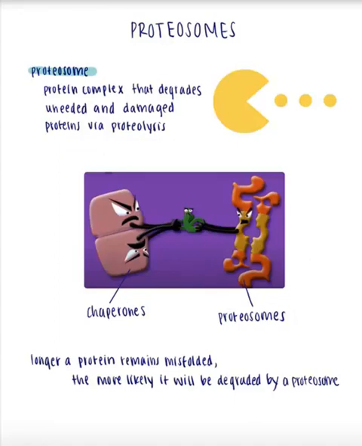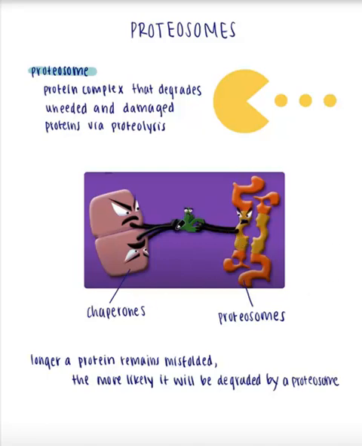Unlike chaperones that are there to help refold things, proteasomes are actually protein complexes that degrade unneeded and damaged proteins. They're going to do this via proteolysis. So they're going to break a peptide bond, one at a time, and kind of eat away at the polypeptide chain. And that's kind of, imagine it, an analogy is like Pac-Man eating away things.